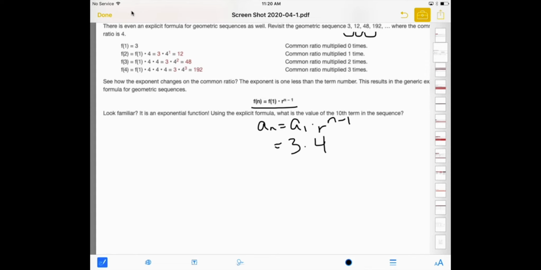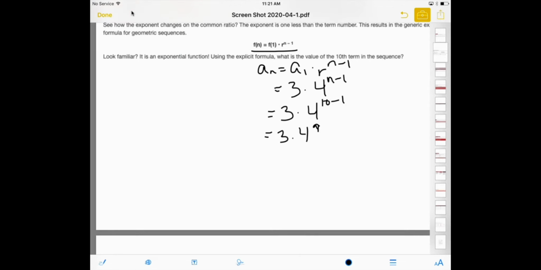Our common ratio we said was times 4, and then n minus 1 is going to stay as n minus 1. And then in this case, since I'm looking for the 10th term, I want to go ahead and plug in 10 for n. So I get 3 times 4 to the power of 9, because if I do 10 minus 1, I'm going to get 9.